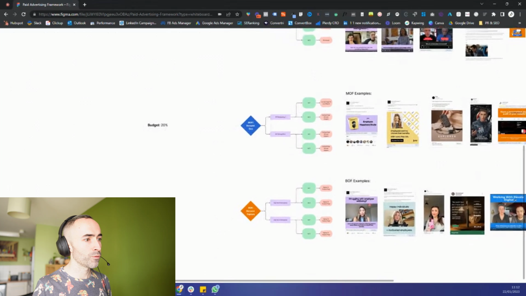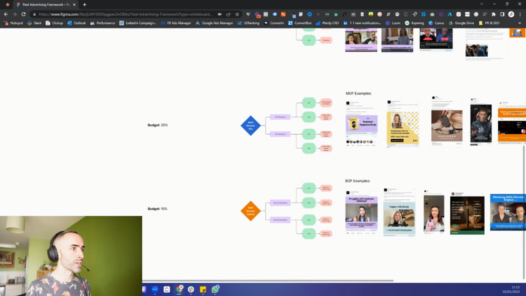And then when we get down to the final stage where we're doing website retargeting and people who have engaged in our middle of funnel ads as well, that budget's then even smaller because we've got an even smaller amount of people.